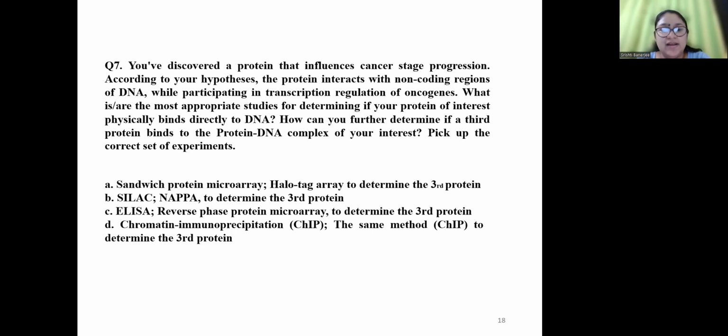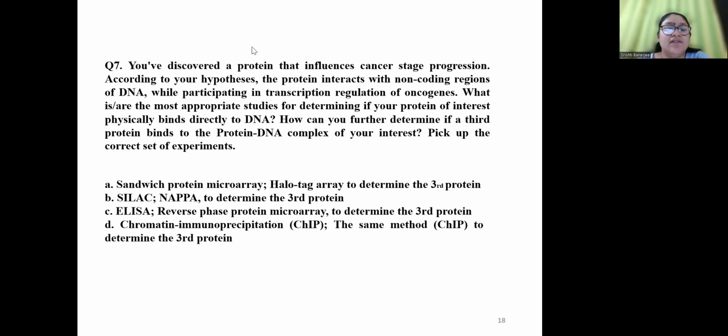ELISA also cannot be done because ELISA is a form of reverse phase protein microarray to determine the third protein. No, it cannot be done because ELISA again is an immunoassay based technique, for which we need to raise antibodies against it. And so the concept of DNA is not here. The very important aspect here is the protein DNA complex of interest. So they've asked us to detect if another protein can bind to it, and in order to detect any protein DNA complex or interaction, we need to perform ChIP.